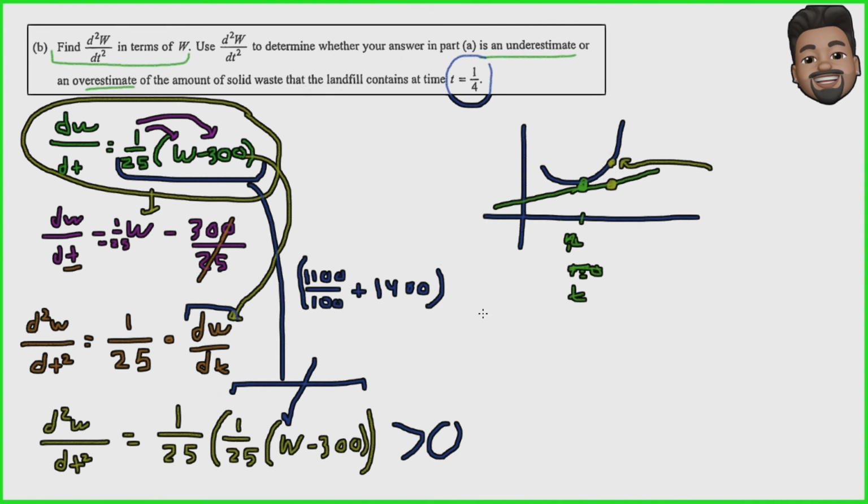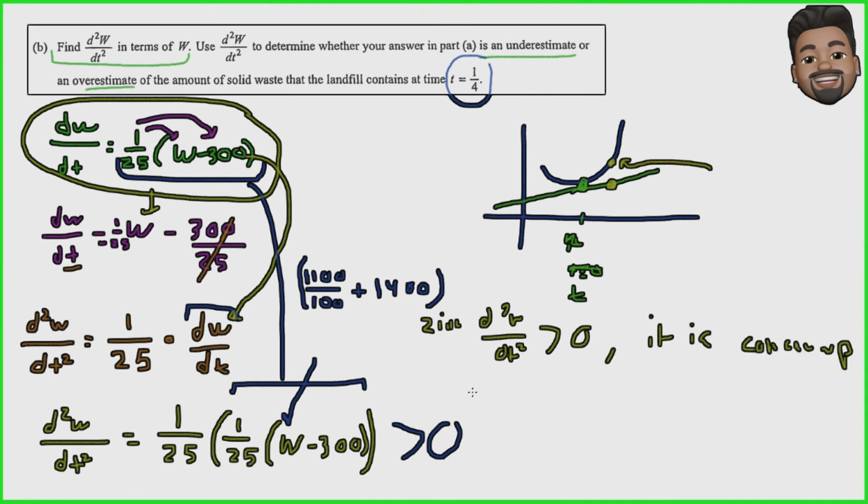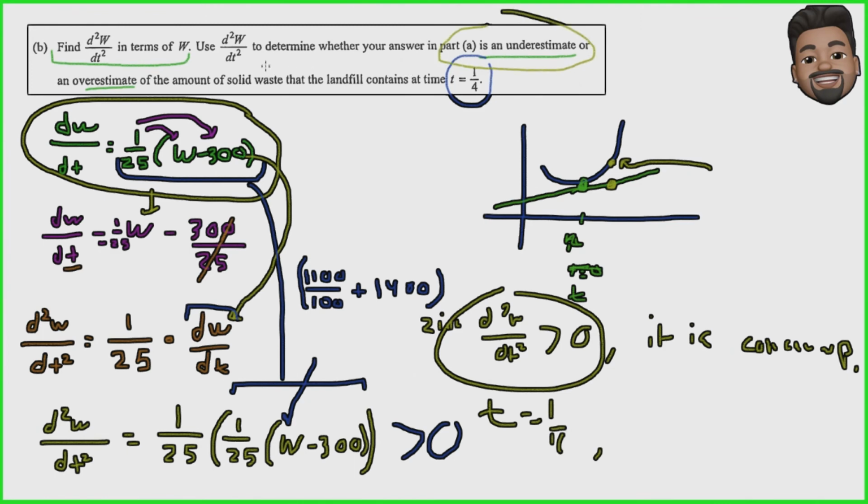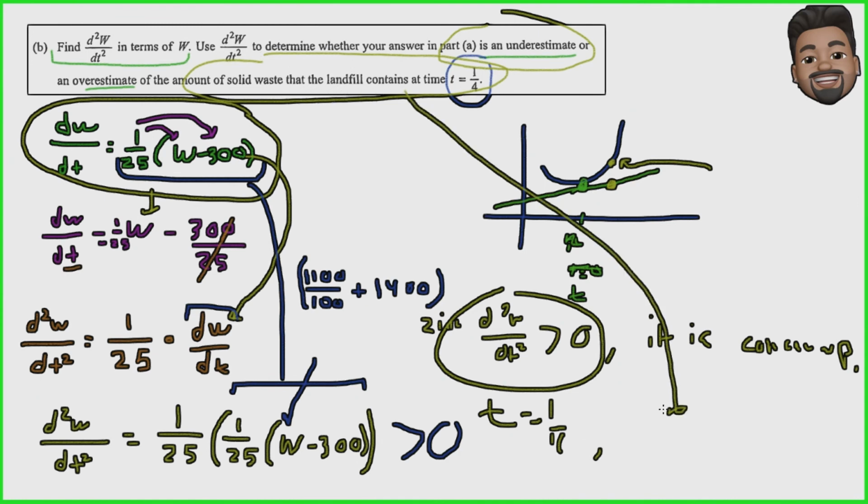So what I'm going to say is, since the second derivative is greater than 0, it is concave up. Therefore, and maybe I'm not going to write it out just for the sake of time, since our second derivative is greater than positive, it is concave up. Therefore, at t is equal to 1/4, the answer in part A is an underestimate of the amount of solid waste the landfill contains, and that would be my answer for part B right here.